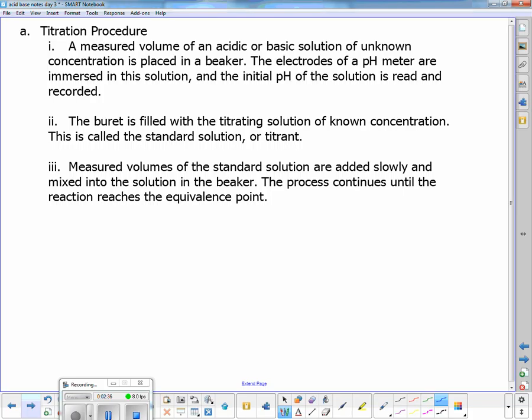Okay, we're going to be learning a technique today. It's called a titration. And in order to do a titration, you have to have either an acid or base that you know the concentration of, and then you have an acid or a base that you don't know the concentration of, and that's why you do a titration, to figure out the concentration, find out how strong it is.